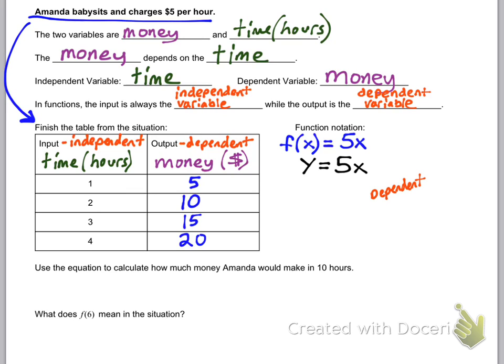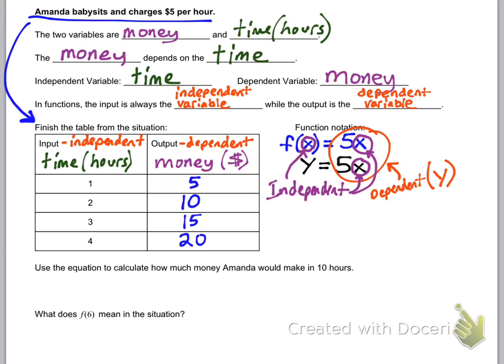Just as a reminder, the dependent variable is the y. That's also the right side of the equation, the whole right side, the output. While the independent variable is the input. You can see it there on the left side, or you can see it on the right side there. So the dependent variable is the output, the independent variable is the input.